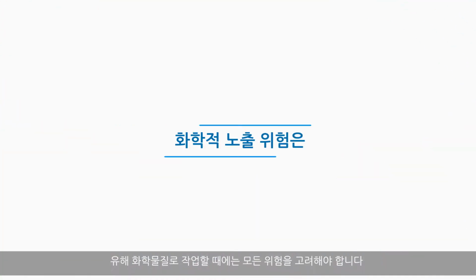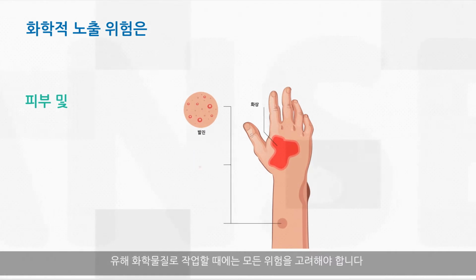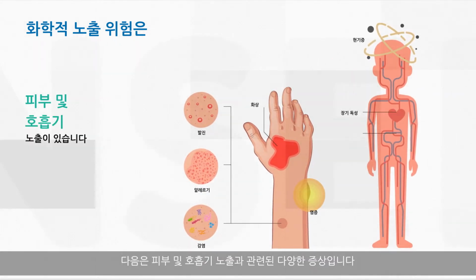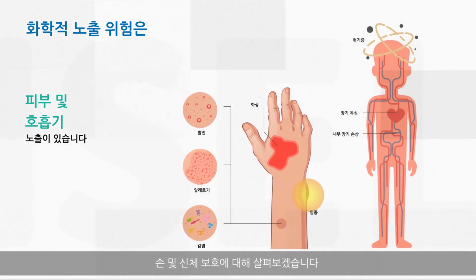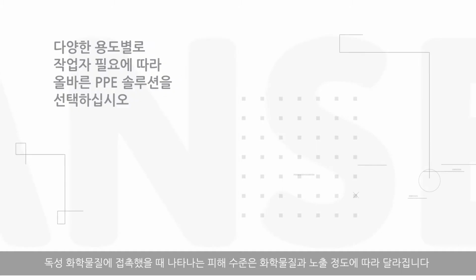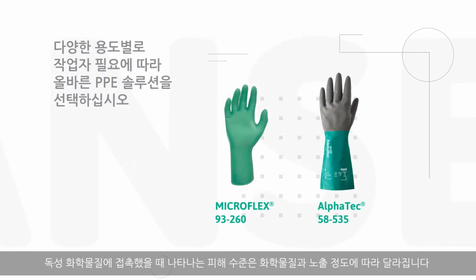All risks must be considered when working with hazardous chemicals. There are several symptoms involving dermal or respiratory exposure. Let's focus on hand and body protection. Following contact with toxic chemicals, the relative degree of harm varies by chemical and extent of exposure.